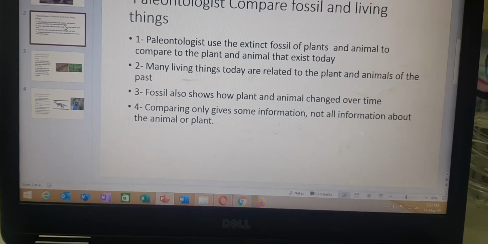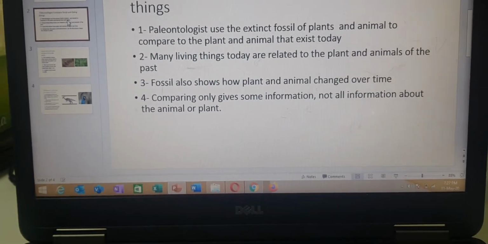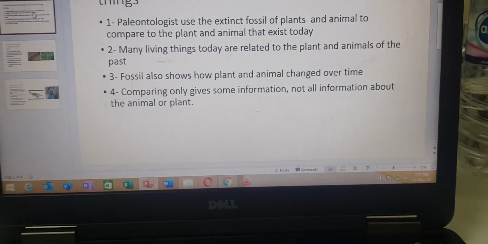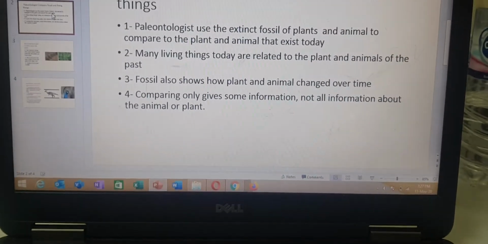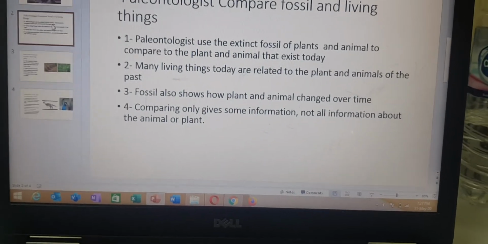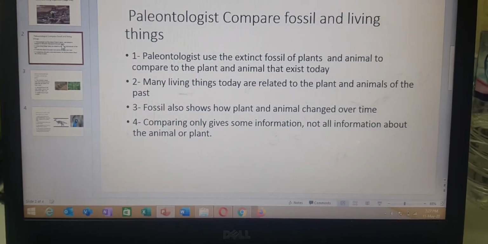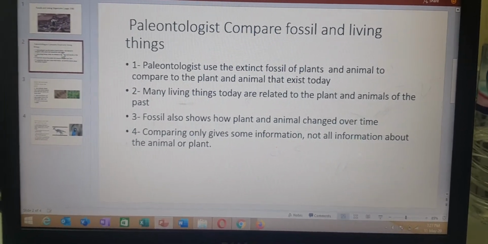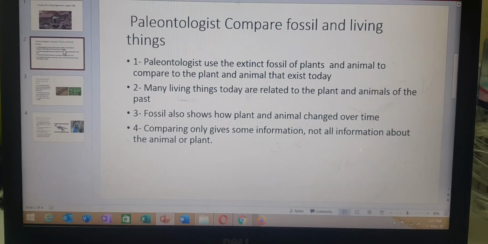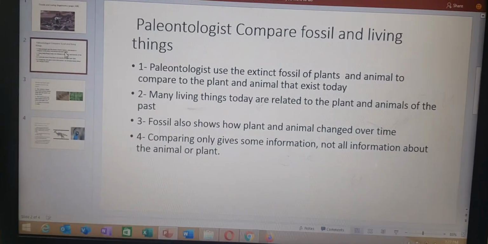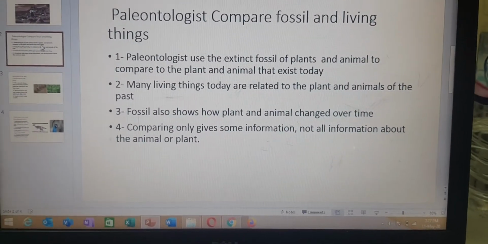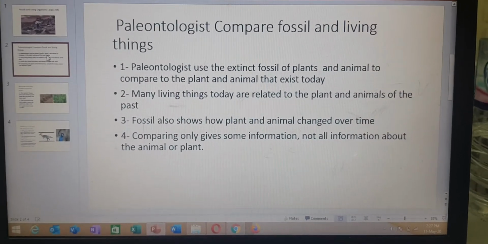And also, thanks to Rahab today, Rahab tells us about the osteo fossil and the modern osteo plant, how they look similar and the differences between them. Now, comparing only gives some information, not all information. Comparing the fossil and the organism we have today only gives you some information and not all information about the plant. Now, let's take a look at the comparison.